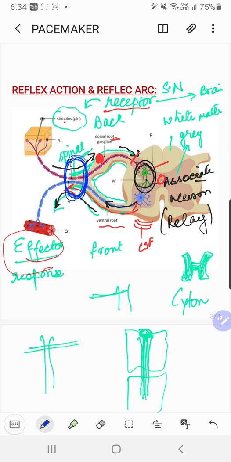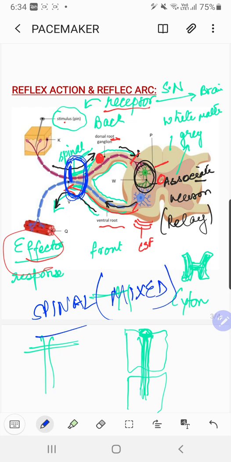Whenever you are answering this labeling question, if it is ever asked, you write first of all spinal, right, and within brackets you mention it's a kind of mixed nerve. If the question is confusing and you don't know whether the question is demanding spinal or mixed, you write spinal and within brackets you write it is a kind of mixed nerve, right? We call this the reflex arc. Why? Because I have drawn the arrow, otherwise this is the path of reflex action, right?